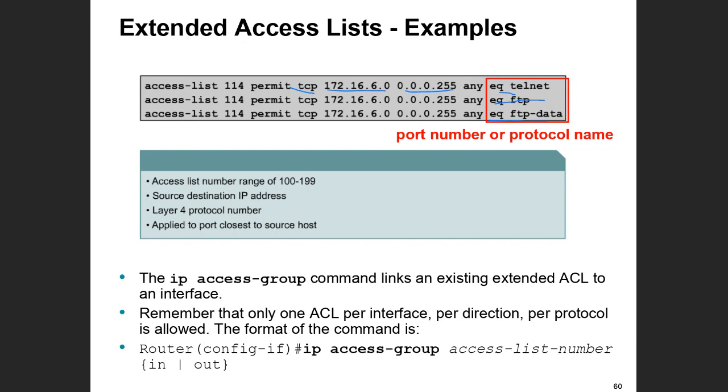So even though it's an extended access control list, we're still only permitted 1 access control list per interface, per direction, per port. And once we've created this list, we're going to apply it to an interface just like we did with the standard access control list. We'll say ip access-group, in this case, number 114, in an inbound or outbound direction.